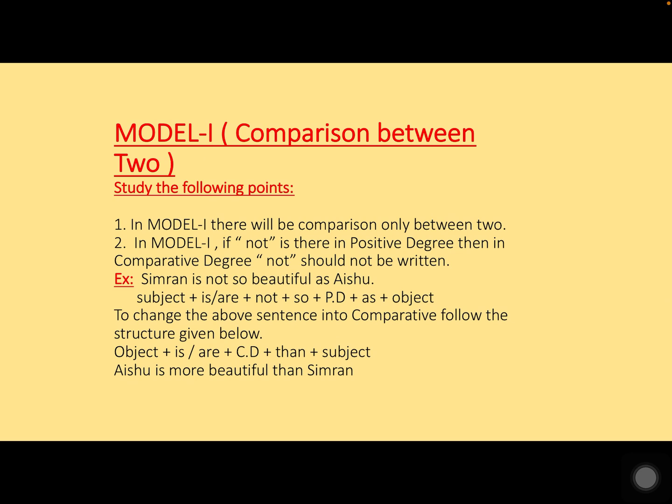Okay, so now to change the above sentence into comparative, what is the structure we'll follow? We have to bring the object first. What is the object over here? Aishu, isn't it? Then comes the verb, that is is or are.